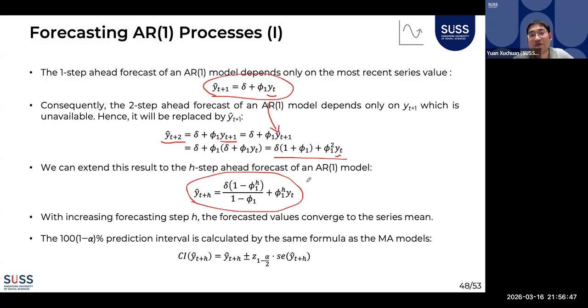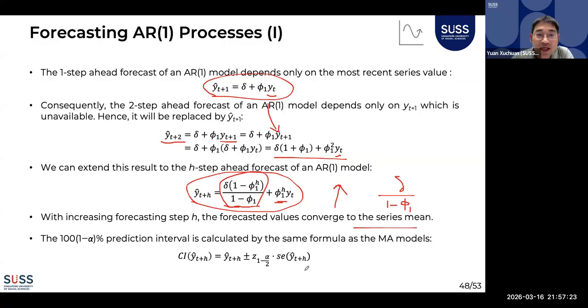Because the absolute value of phi 1 is less than 1, if H becomes bigger, for example infinity, this term will be 0, because phi 1 to the power of H will be 0. So eventually you can see the forecast converges to the mean, delta divided by 1 minus phi 1. The forecast value converges to the series mean.